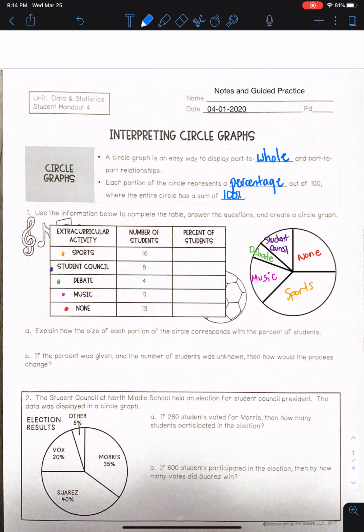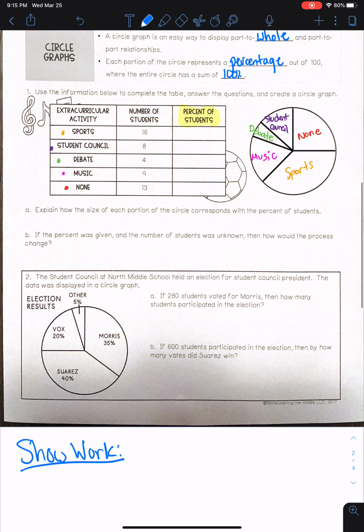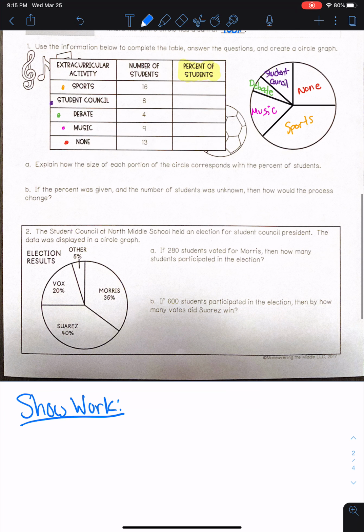Number 1, we're going to use the information below to complete the table, answer the questions, and create a circle graph. So I've already created the circle graph. We don't have to do that. The only thing we have to do is find the percent of students. So if you guys recall, again, the highest percent we can have is 100. So down here at the bottom, I'm going to show my work. I'm going to start with sports. So we know that 16 students chose sports.